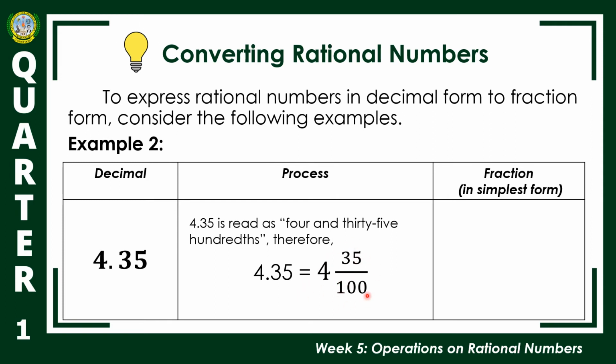So, ganyan din siya. But, as you can see, 35 and 100 still are reducible to lowest form. So, the GCF of 35 and 100 is 5. Okay, so 5. 35 divided by 5 is 7, and 100 divided by 5 is 20. Meaning, 4 and 35 hundredths in fraction form is 4 and 7 over 20. Okay? Ayan. So, ganun lang siya kasimple. Kaya, practicein po ha kung paano bumasa ng terminating decimal.